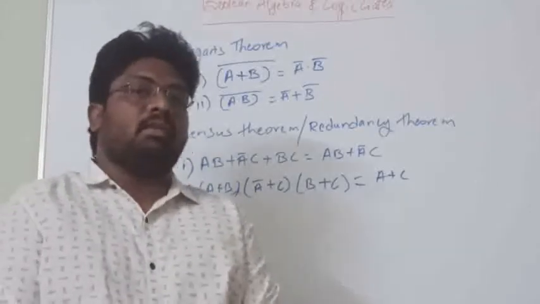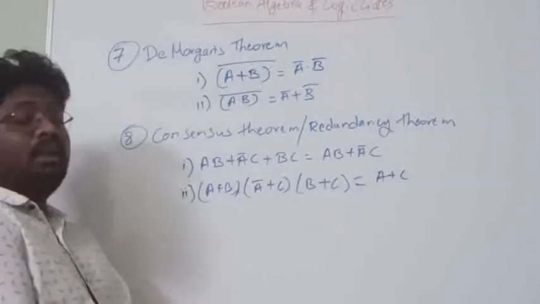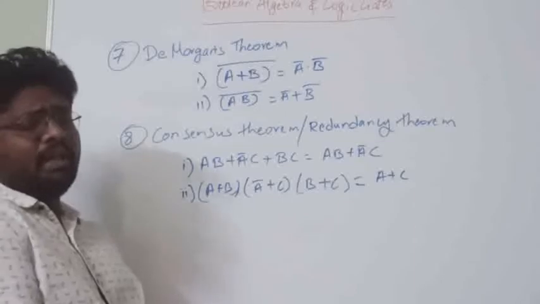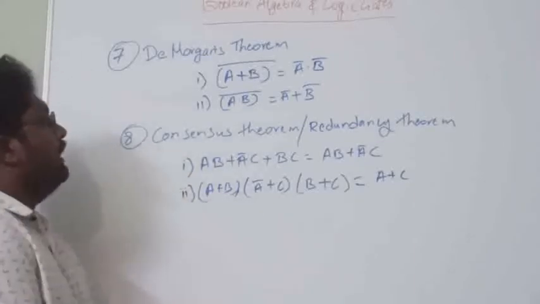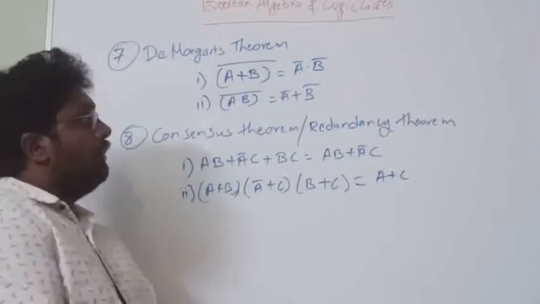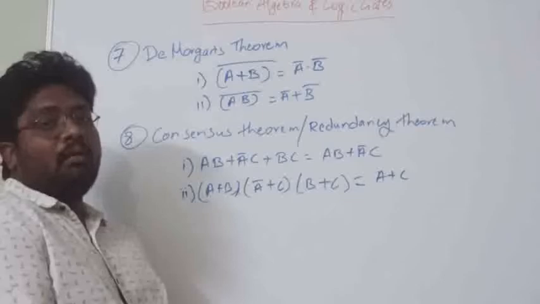Under De Morgan's theorem, if (A or B) whole complement is given, then we will get the output as A complement and B complement. And if you are given (A and B) whole complement, then we will have the output as A complement or B complement.